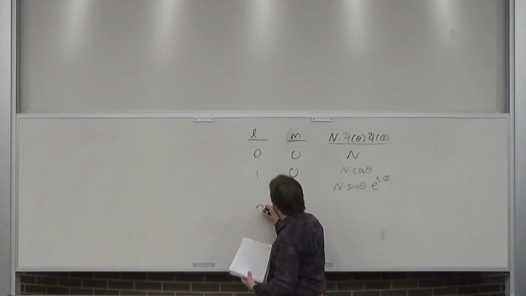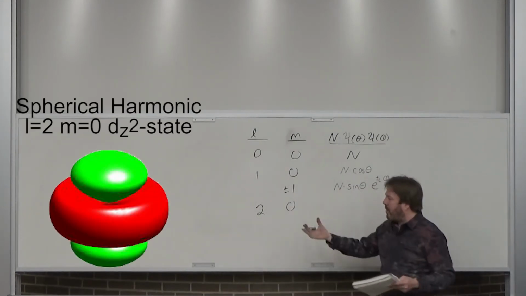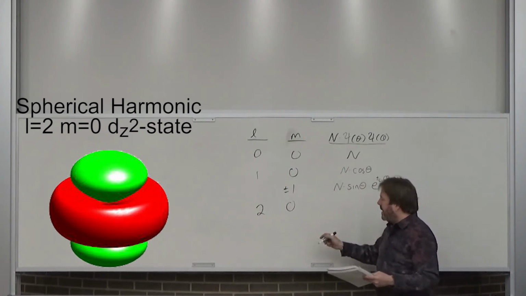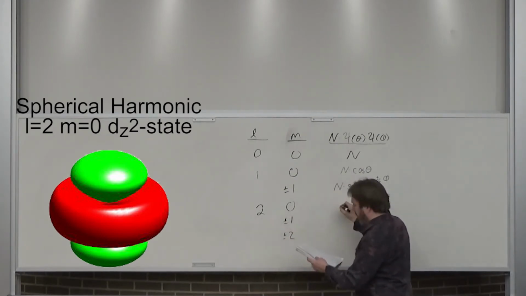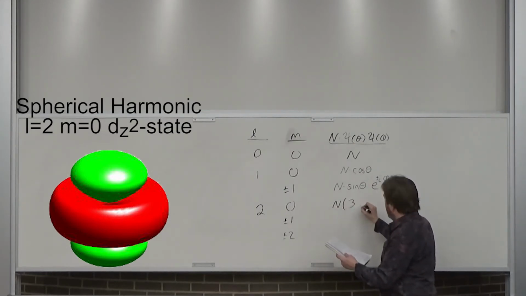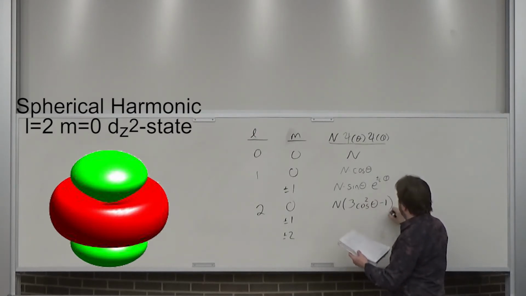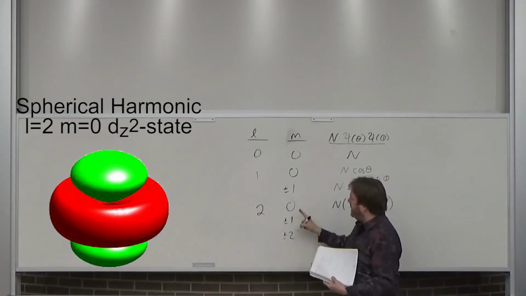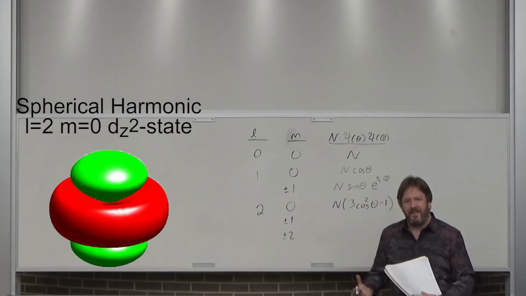So now we've got L of 2 and M of 0, which is a dz squared, and so I'm drawing that right there. And of course, the same thing will happen with the M of plus or minus 1 and plus or minus 2. Okay, I better go ahead and write the wave functions. There's a normalization constant, 3 cos squared theta minus 1. It's a little bit more complicated than the pz state. So this is pz, this is dz squared, and it's more complicated. But it has to be. It's not the same function.